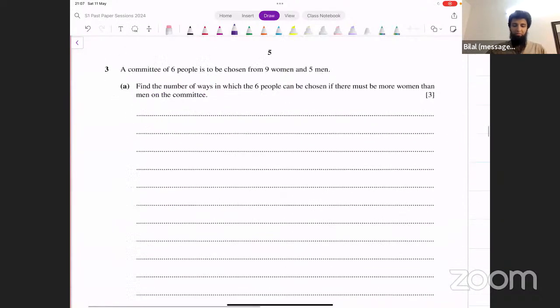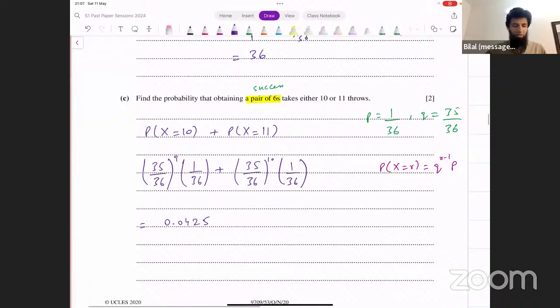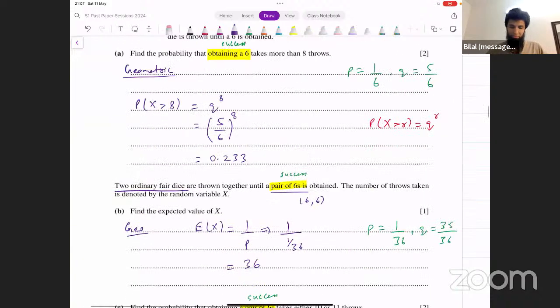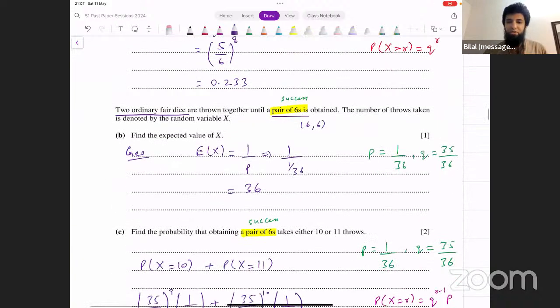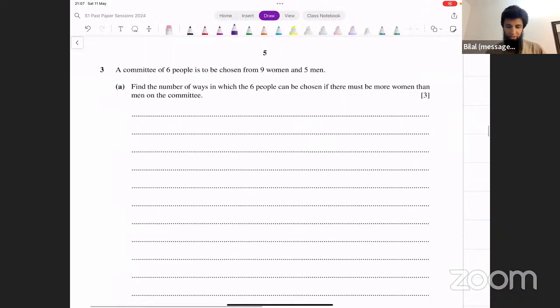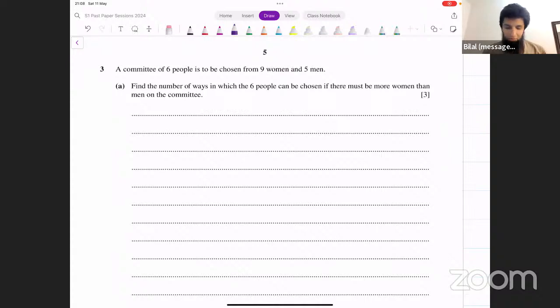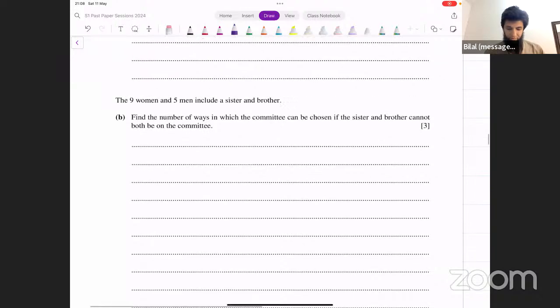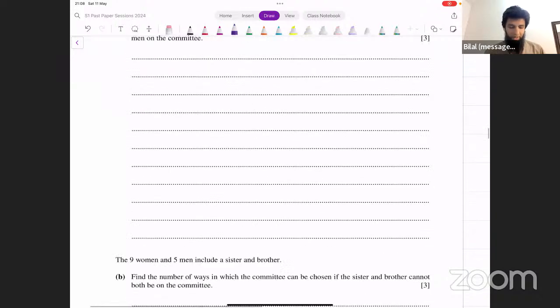Part C, and that's it. That was not that complicated, right? Okay, that was question number 2 from this paper. Let's move on to the next one that you've asked about. Question number 3. All right, let's have a look at this.